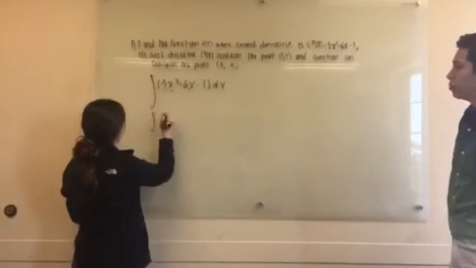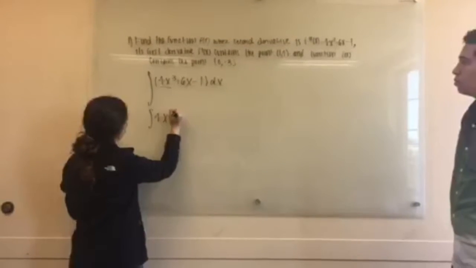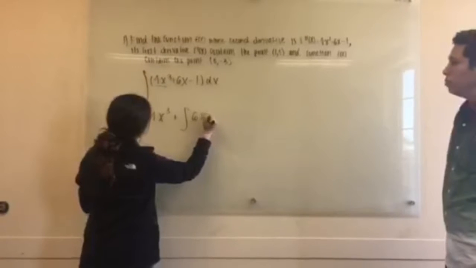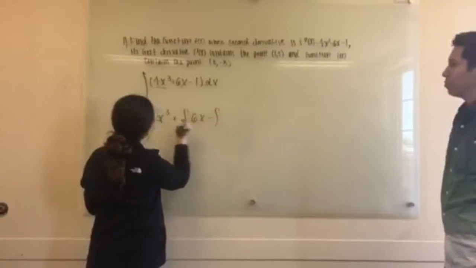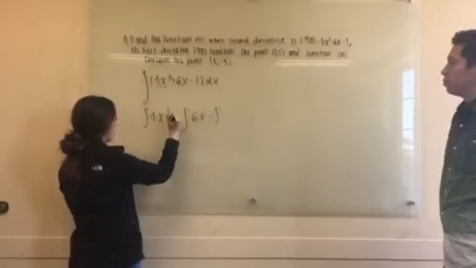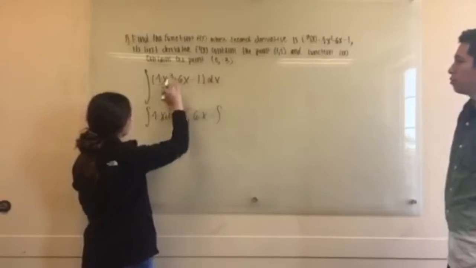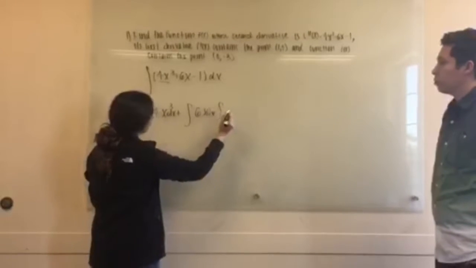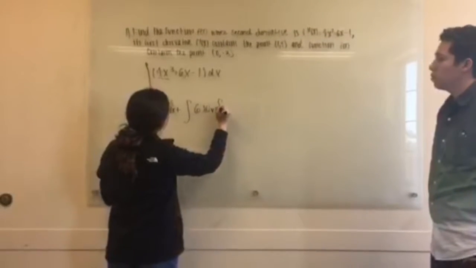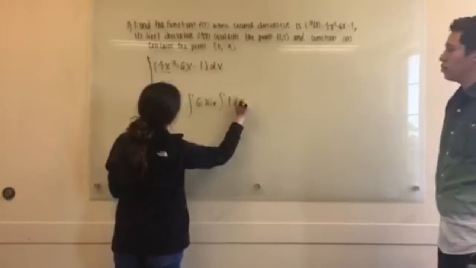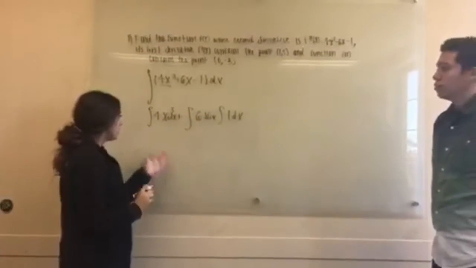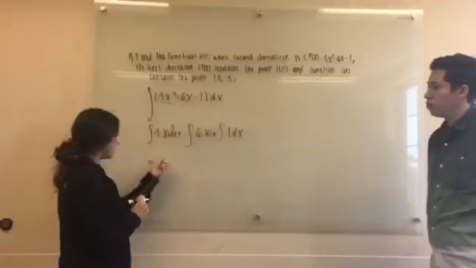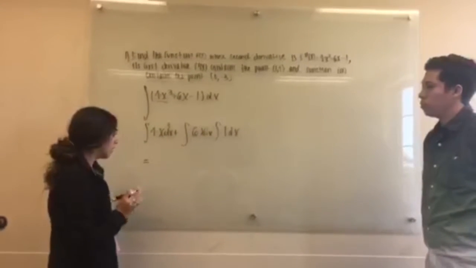So your first is integral 4x to the third dx, plus integral 6x dx, minus integral 1 dx. You add the dx after every term because you distributed the dx. So from here you're going to find the antiderivative of each individual term. Once you do that, the integral sign and the dx go away.